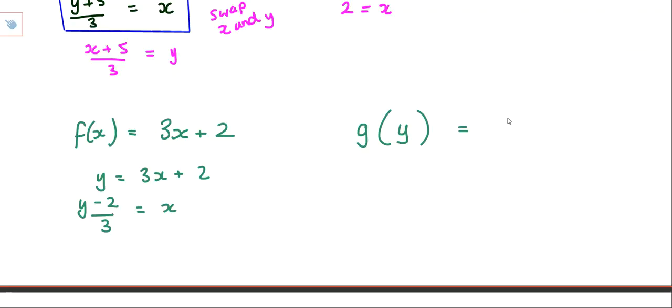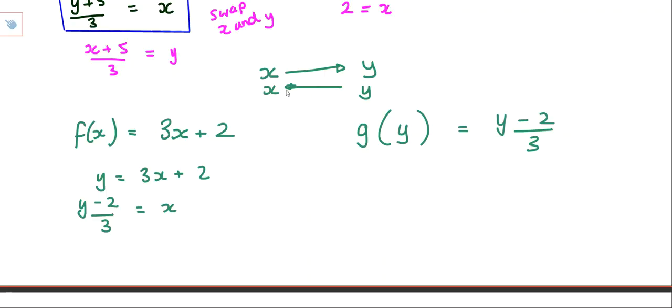So g of y would be y minus 2 over 3. Why? Because that's what you're telling me. You don't want to swap the x and y, but it's a different function now, isn't it? If you want to stick with y goes in and x comes out, then I need to apply a different function, right? Oh, because in the normal ones we have 2 x's.